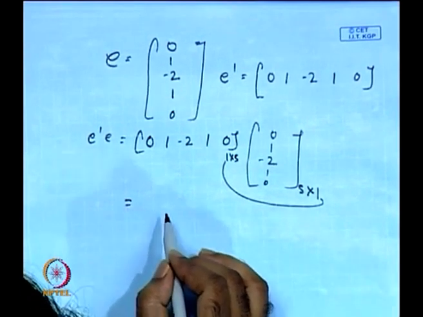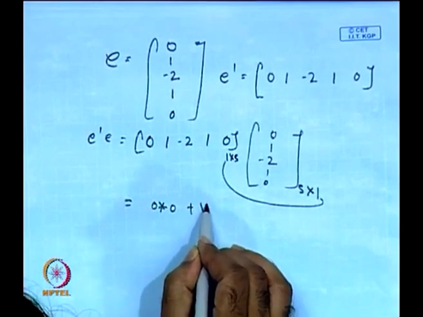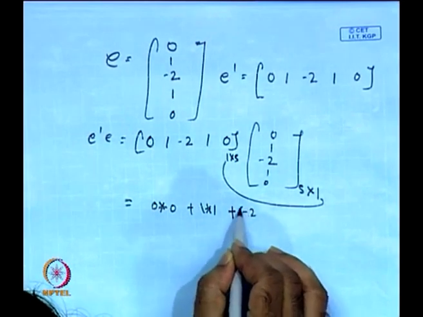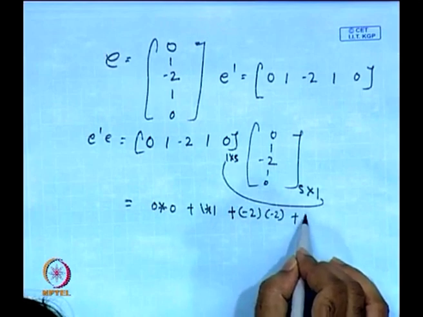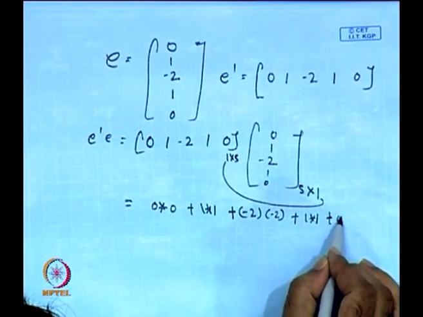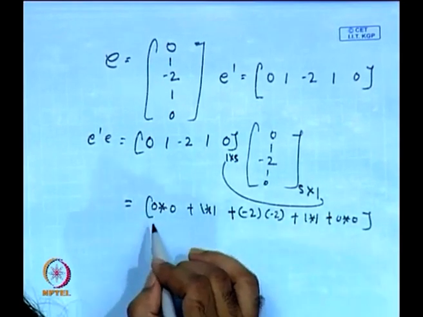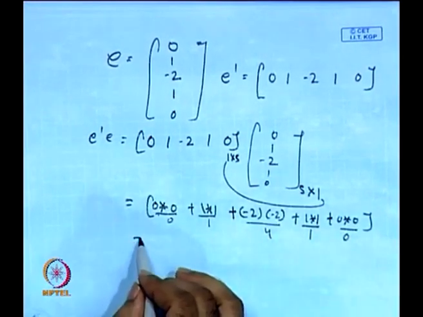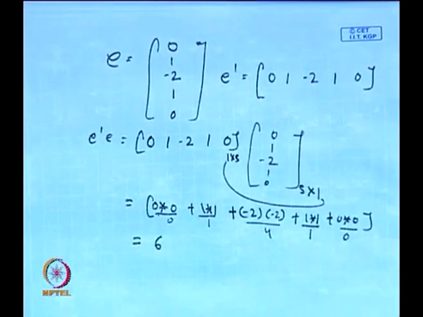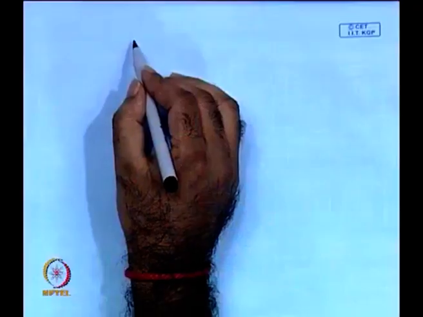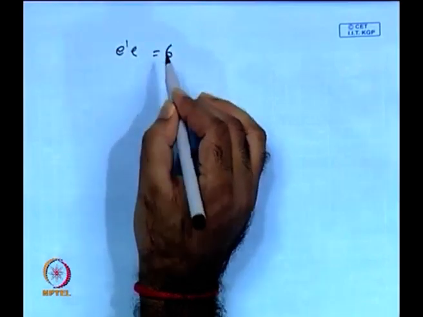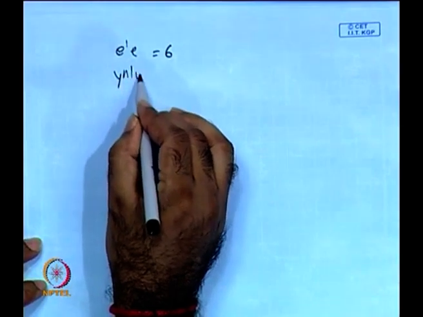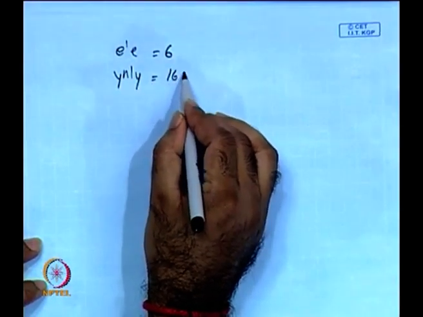So that means it is equal to 0 into 0 plus 1 into 1 plus minus 2 into minus 2 plus 1 into 1 plus 0 into 0. Okay, so this is of order 1 into 1. This is 0, this is 1, this is 4, this is 1, this is 0. So that will come to 6. Now we will simplify all the structures. So that means our e transpose e equals 6. Then y hat transpose y is equal to 165.